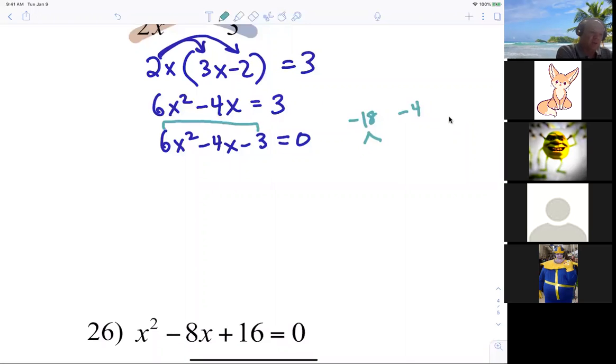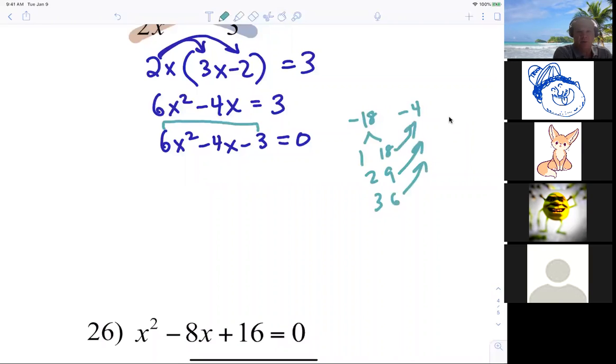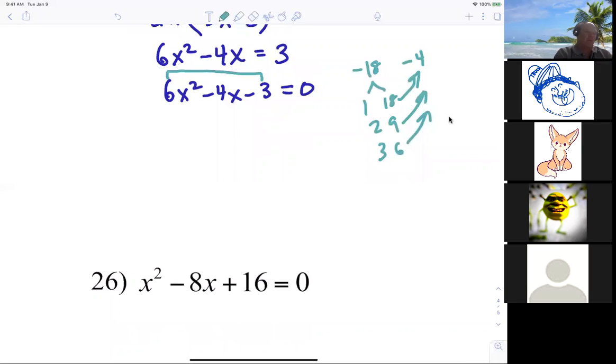So the factors of 18 are 1 and 18, 2 and 9, 3 and 6. Can any of those values make 4? And the answer is what? No. So I can say with certainty that that cannot factor. All right? Is everybody with me on that? That's a really important concept. Because I can say with certainty that that doesn't factor, now we have to use the quadratic formula.